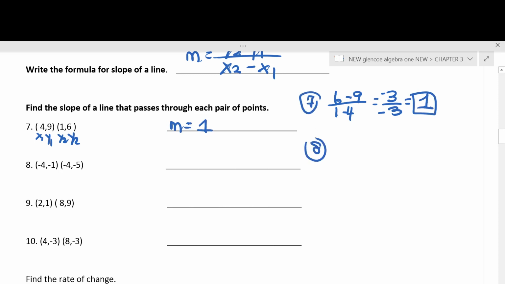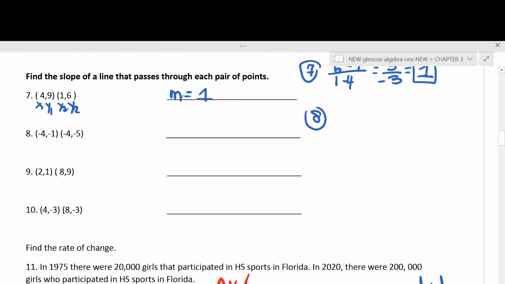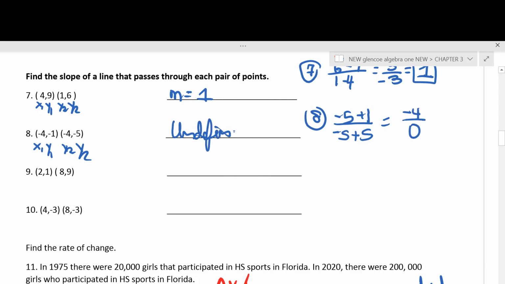Number 8. (4, negative 1), (negative 4, negative 5). Negative 5 minus a negative 1 becomes negative 5 plus 1, over negative 5 minus a negative 5 becomes negative 5 plus 5, equals negative 4 over 0. Division by 0 is undefined.